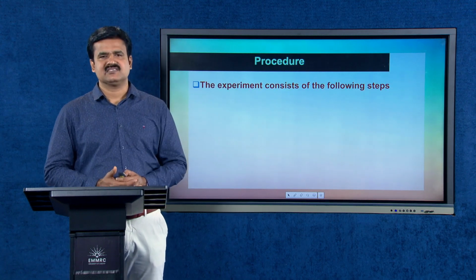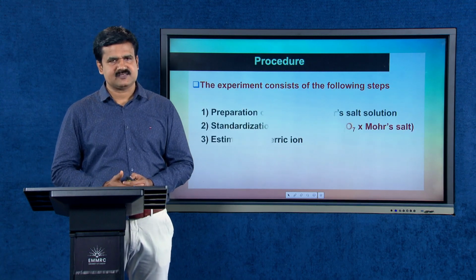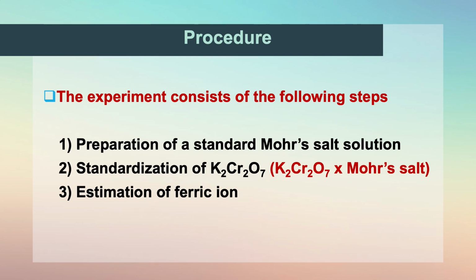The experiment consists of the following steps. The first step involves the preparation of a standard Mohr's salt solution. The second step is the standardization of potassium dichromate, for which we are performing a titration between potassium dichromate and the standard solution of Mohr's salt. The last part is the estimation of ferric ion.